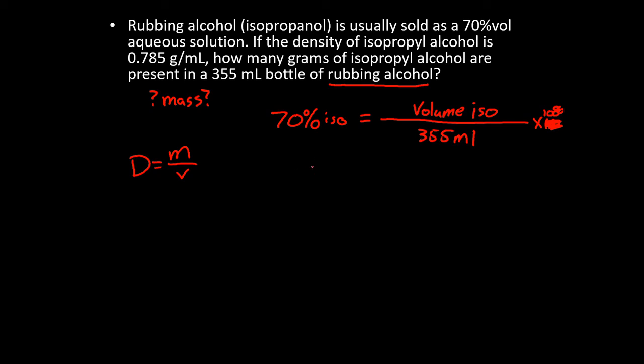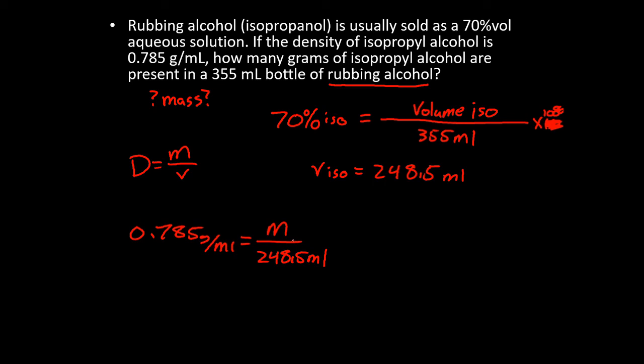That tells me that my volume of isopropyl alcohol is 248.5 mL. Because it has to be the same unit here. That unit didn't go away. It didn't get canceled out. So we have 248.5 mL. I know that the density of isopropyl alcohol is 0.785 grams per mL.